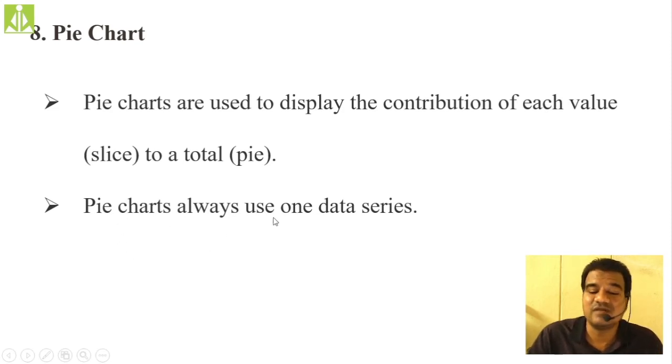Pie charts always use one data series. So every row we call it as a data series. In your representation, every row we call it as a data series, and we can apply the pie chart to only one data series. We cannot apply the pie chart to multiple data series. Hopefully you understood. So quickly we go and we see how we can draw a pie chart.